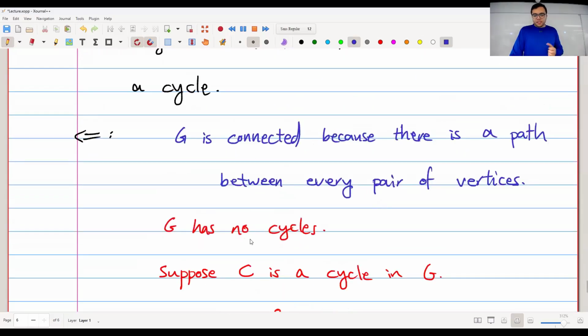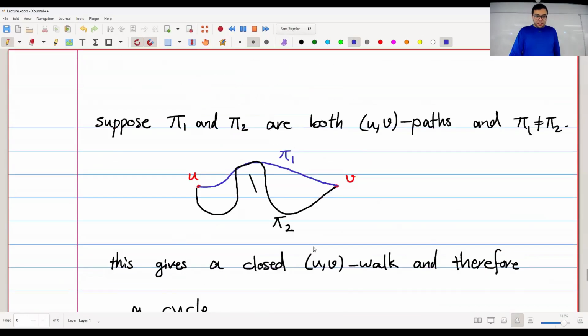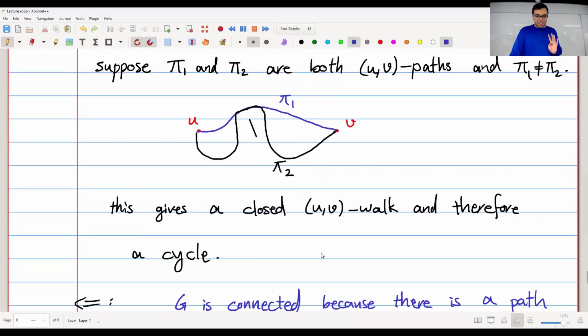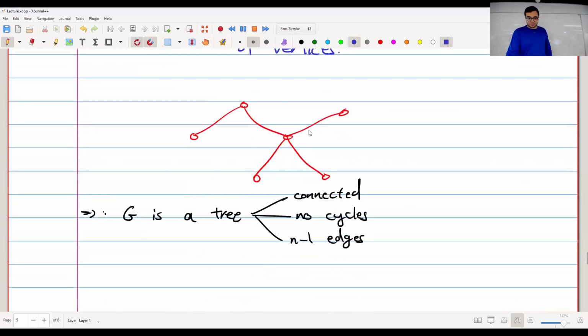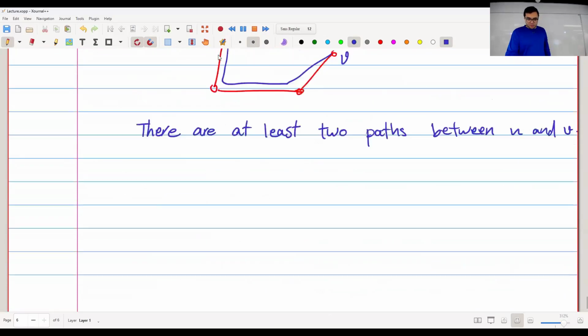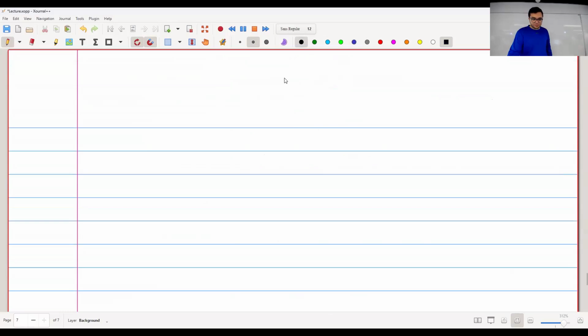But if I have a graph that is connected and has no cycles, it's a tree. So now we have a fourth way of defining trees. I can just use this as the definition of a tree. I can say G is a tree if there is a unique path between every pair of vertices. I'm going to give you another way of defining trees.